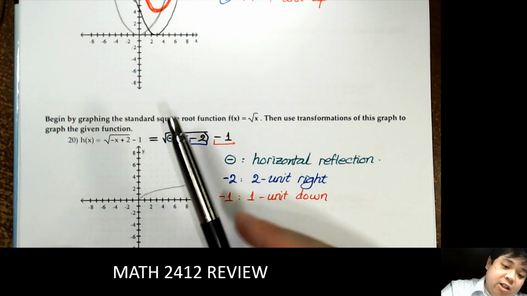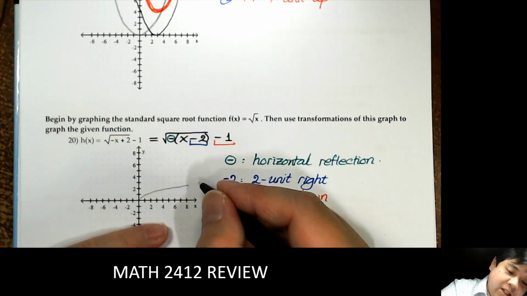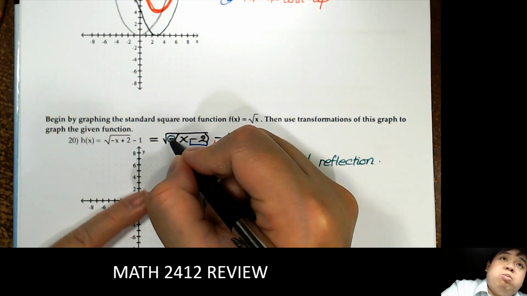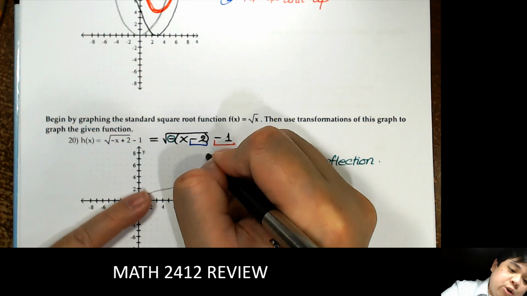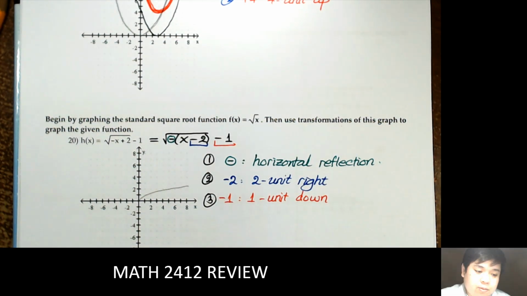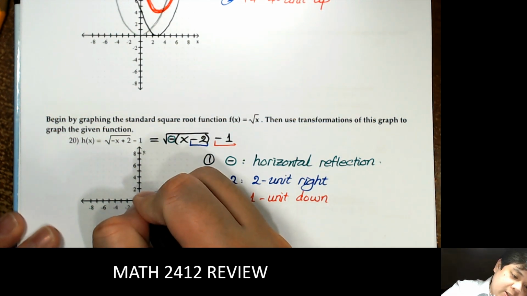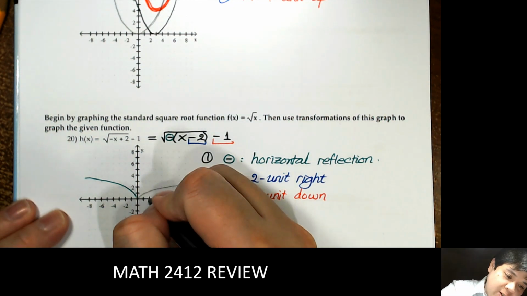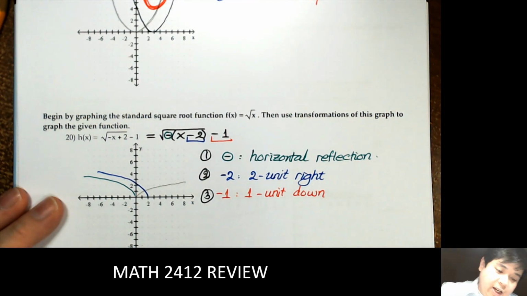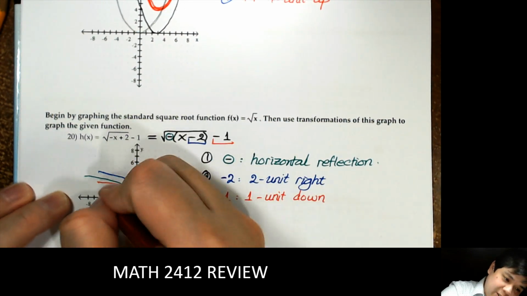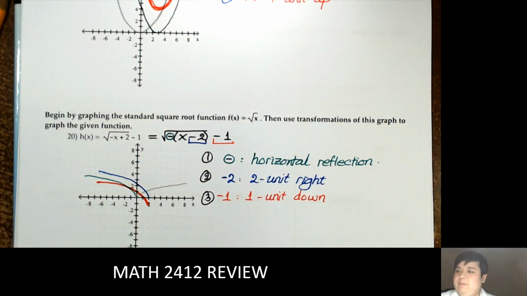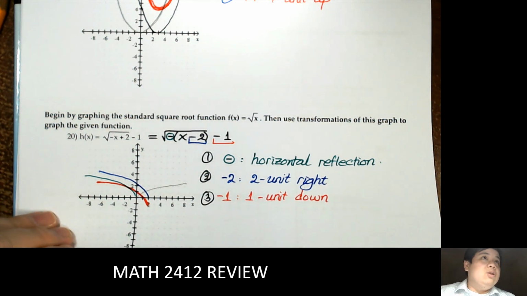Right. Order of operations, inside first, so these two first, and then moving down will be last. Horizontal reflection and 2 units to the right. We're going to multiply or divide first, so this is the first thing we do, and then the second. So we're going to flip first, and then 2 units to the right, and then 1 unit down. So that's what we have.